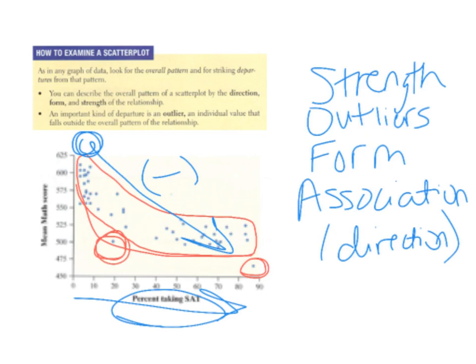So strength is how close it follows the form. Form is the basic shape or pattern. Outliers, and then our association. So let's look at another example.